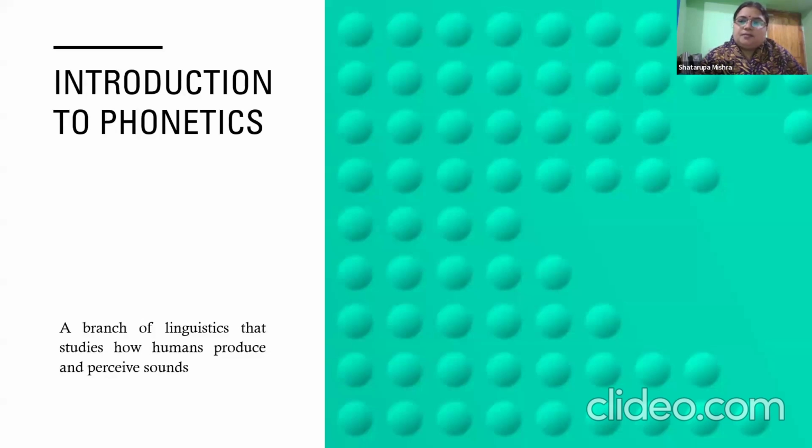Now we are going to talk about phonetics, and this will be an introductory lecture. Phonetics is a branch of linguistics that studies how humans produce and perceive sounds. Okay, so we produce sounds and we also hear sounds, we understand sounds. So that is what we mean by perceiving sounds. So phonetics is the study of speech sounds in any language, and we are going to talk about the sounds of English.